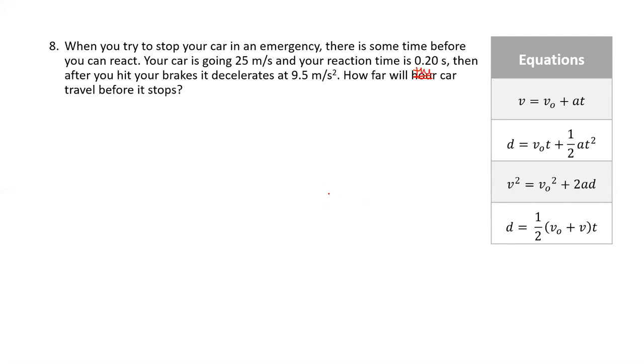All right, so the first thing, let's kind of visualize the scenario, and I'm going to do it with a graph. So I'm going to put speed over here, and I'm going to put time here. So you're driving down the road, and you start at 25 meters per second. After 0.2 seconds, you hit the brakes. Then you start to slow down and you eventually stop.